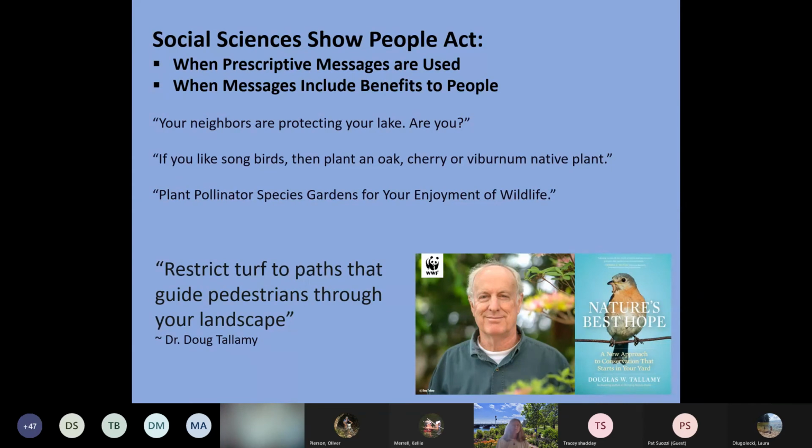So these are examples. Your neighbors are protecting your lake. Are you? If you like songbirds, then plant, and you have to be specific here, an oak, cherry, or viburnum native plant, for example. Or plant pollinator species gardens for your own enjoyment of wildlife.